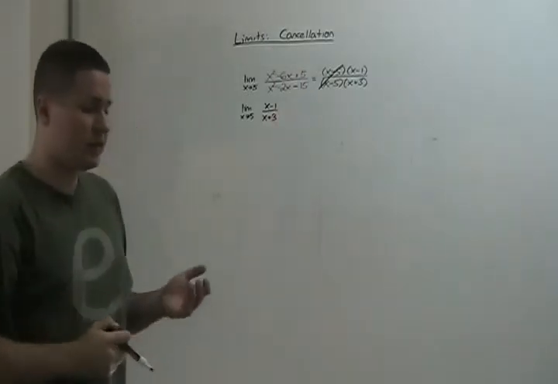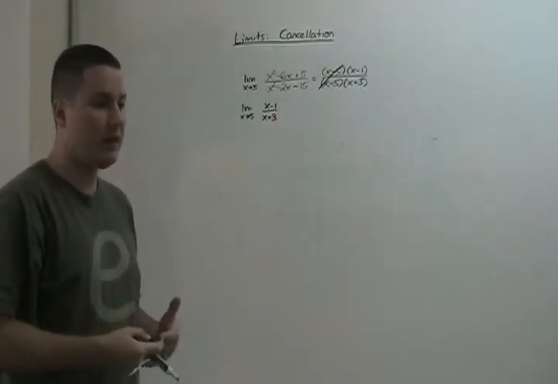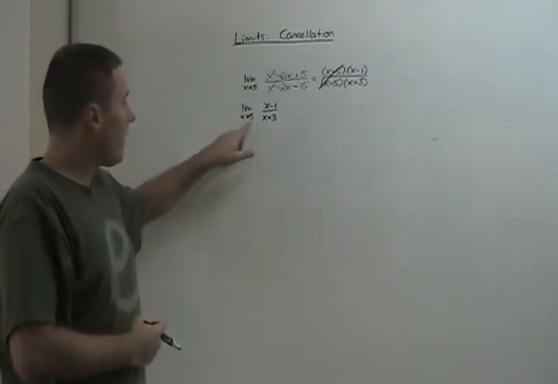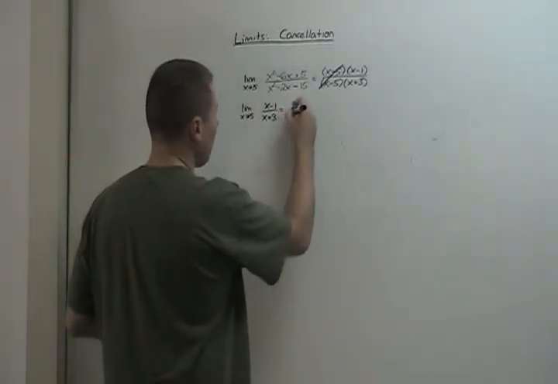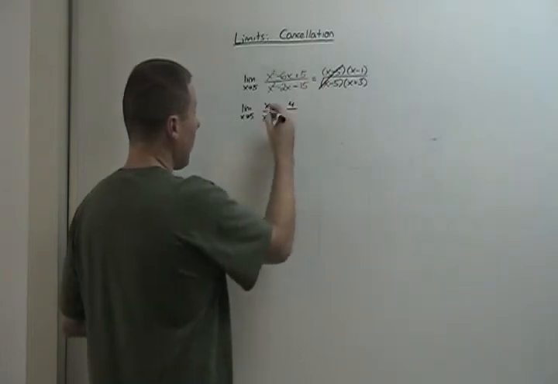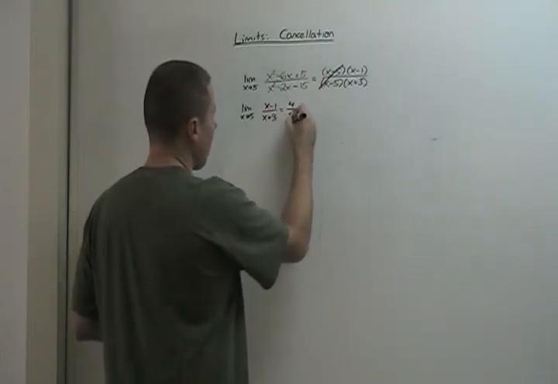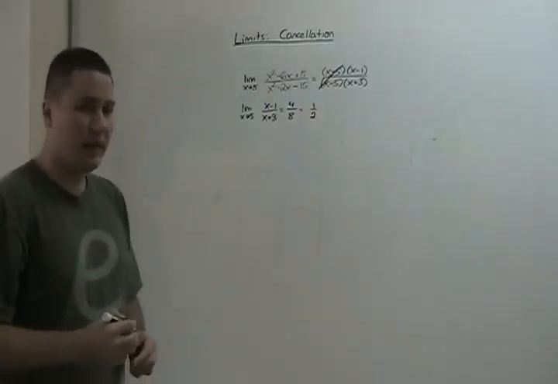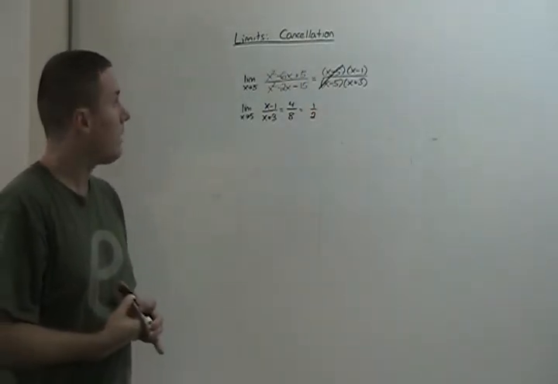It's at this point that you can substitute again. Now that we've gotten rid of the piece that eliminates the 0, you'll get 5 minus 1 is 4, and then 5 plus 3 is 8. So the limit is equal to 1/2. And that's how you do a limit by cancellation.